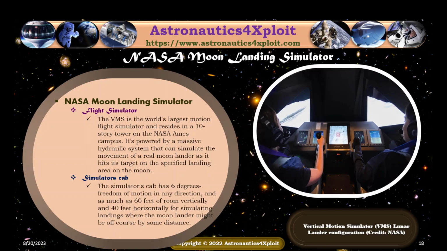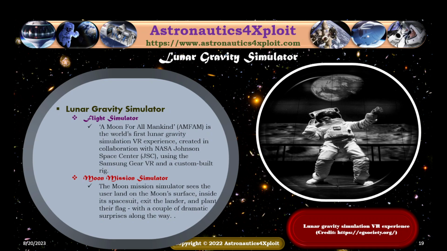The NASA Moon Landing Simulator is the world's largest motion flight simulator and resides in a 10-story tower at NASA Ames. It's powered by a massive hydraulic system that can simulate the movement of a real moon lander as it hits its target on the specified landing area on the Moon. The simulator's cab has 6 degrees of freedom of motion in any direction and as much as 60 feet of room vertically and 40 feet horizontally for simulating landings where the moon lander might be off course by some distance. The vertical motion simulator lunar lander is shown in this picture.